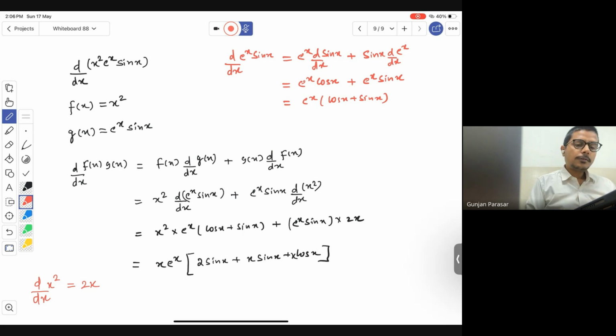Okay. So question number 23 also likewise done, no? 23 is e power x sin x differentiation. E power x into sin x differentiation. Now, question number 19, please try.